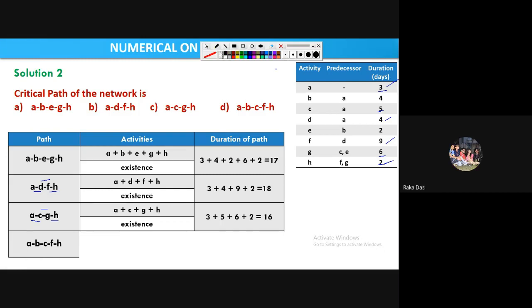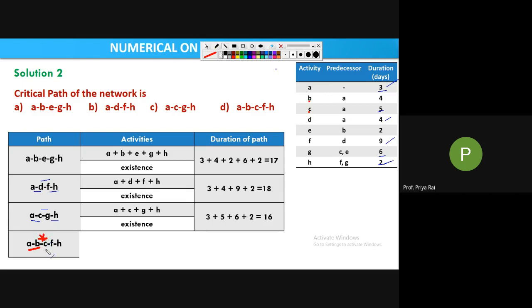No, ma'am, it doesn't exist. Why? See here, A to B. B's predecessor is A, so that exists. Now, B to C. C's predecessor should be B, but C's predecessor is only A. So here it does not exist.